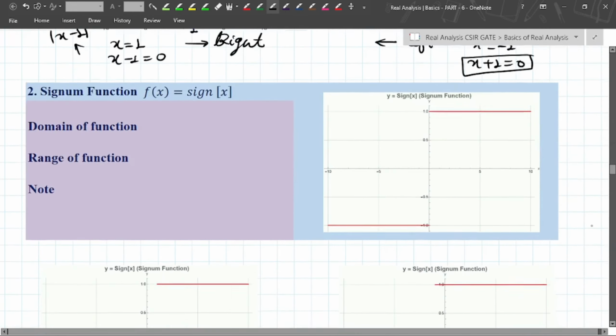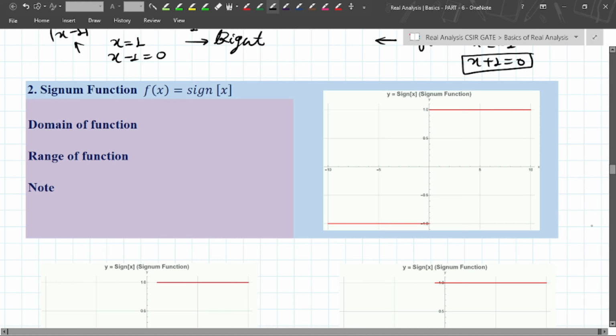Okay, next one is the signum function. What is the signum function here? The signum function is defined like this: x upon mod of x, or you can take mod of x upon x, if x is not equal to 0. It means that x upon x will be 1 if x is greater than 0. It will be 0 if x equals 0. It will be minus 1 when x is less than 0.